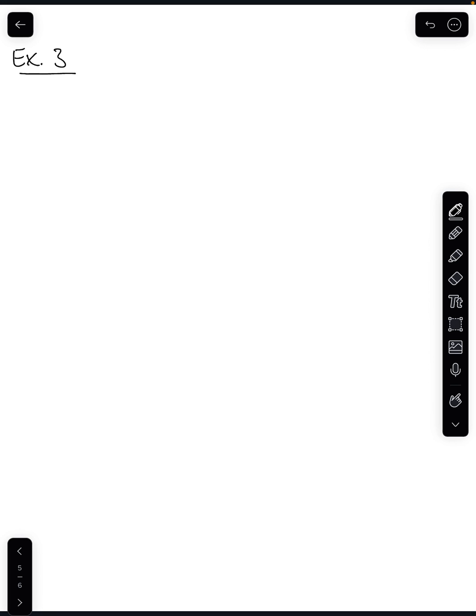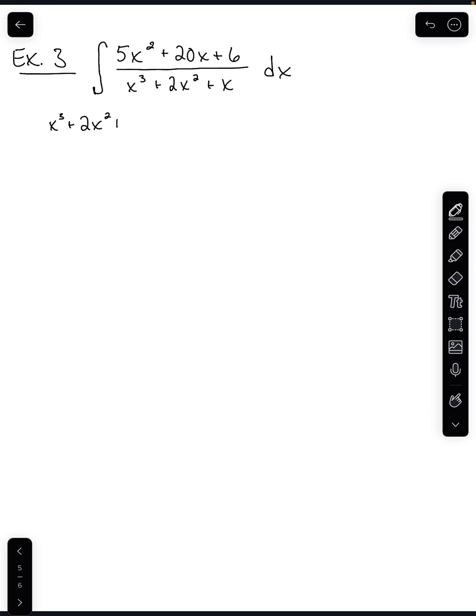Example 3. Suppose now we have the integral of the rational function 5x squared plus 20x plus 6 over x cubed plus 2x squared plus x dx. Now we are in the proper form for partial fraction decomposition since the numerator is degree 2 and the denominator is degree 3. So we can proceed to factoring the denominator, first by factoring out a common x, and then by factoring the remaining quadratic into the repeated factor x plus 1 squared.